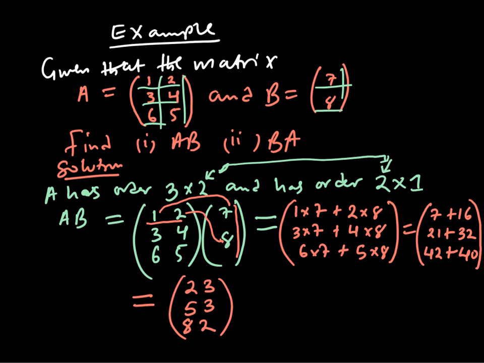So the matrix you are getting has how many rows? Let's try to evaluate. There is this row, and this row. It is a 3 by only 1 column. Remember, we said that if this is a 3 by 2, and this is a 2 by 1, then the order of the product matrix will be this and this. Okay, so this is really very simple, and I hope all of you have got this.